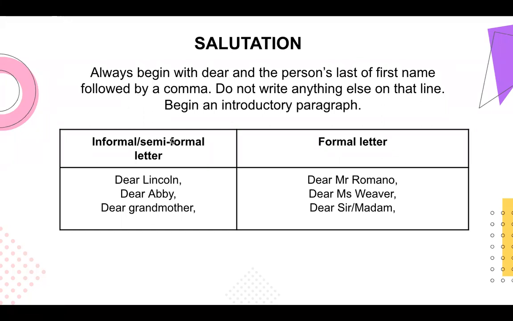So for an informal or semi-formal letter, you would say their name, dear Lincoln, put a comma. Dear Abby, put a comma. Dear grandmother, put a comma. Okay, so it's only if it's an informal or semi-formal letter. So maybe these people are your friends or cousins or a very close family member that you're writing to. This is why it's informal or semi-formal.